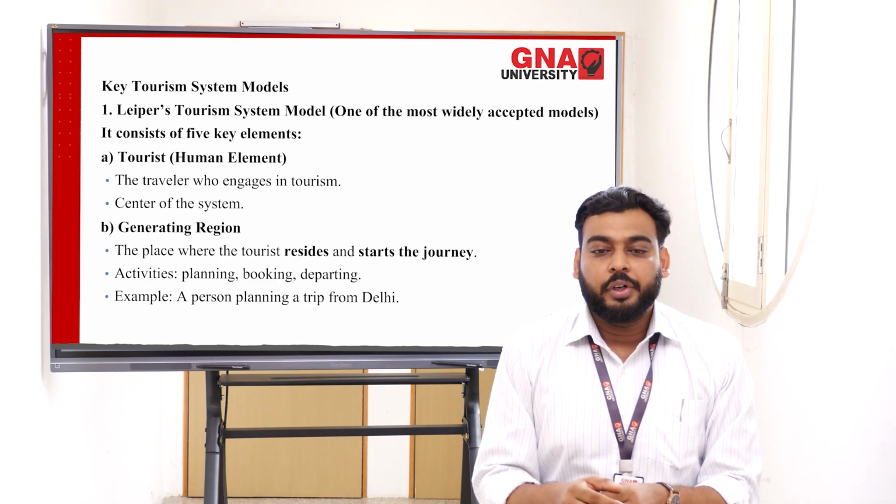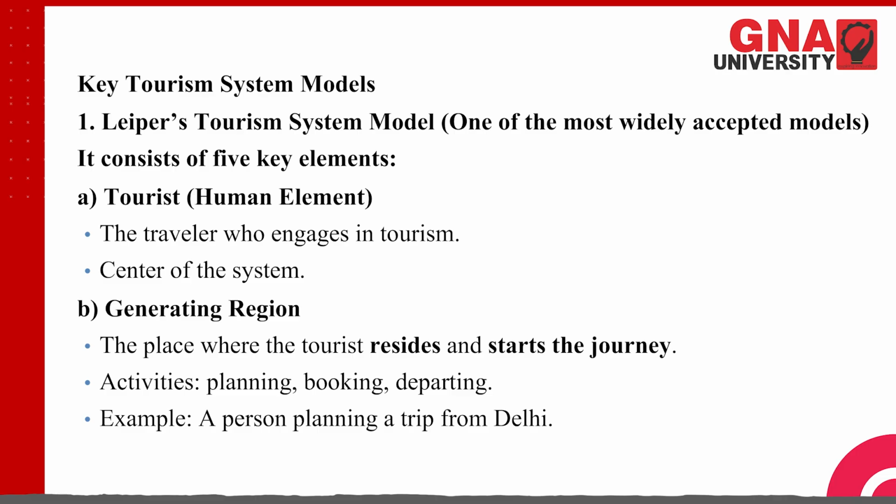Key tourism system models. Leiper's tourism system model, one of the most widely accepted models. Tourist, the traveler who engages in tourism, center of the system. Generating region, the place where the tourist resides and starts the journey. Activities: planning, booking and departing.